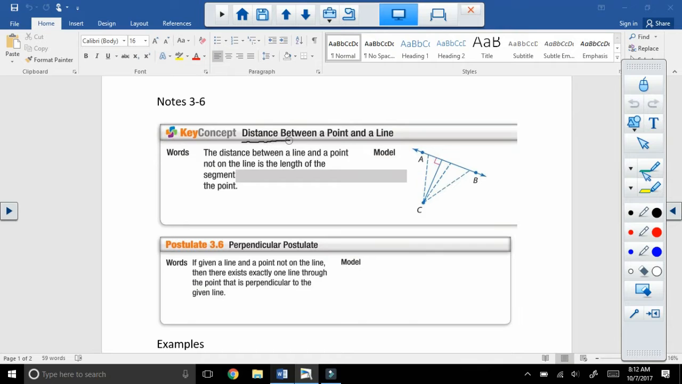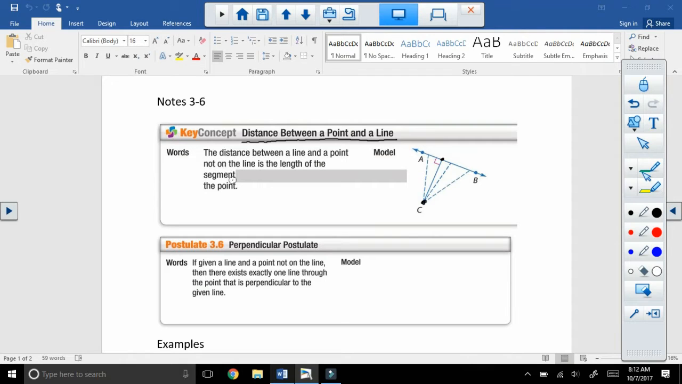So the first thing we need to know is what it means when it asks the distance between a point and a line. When it says that, it wants the shortest distance between a point and this line. It's not saying they want this one or this other one, because you could have infinitely many distances. What they want is the shortest distance.